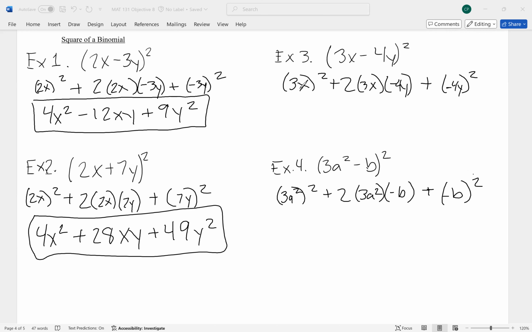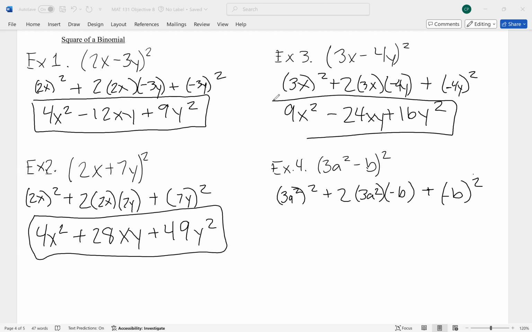So for example 3, I plugged in the 3x and the negative 4y. So 3x squared is 9x squared. 2 times 3x times negative 4y is going to give me negative 24xy. And negative 4y squared is going to be plus 16y squared, okay? And let me write that a little bit better. XY, okay? And that is our final answer.